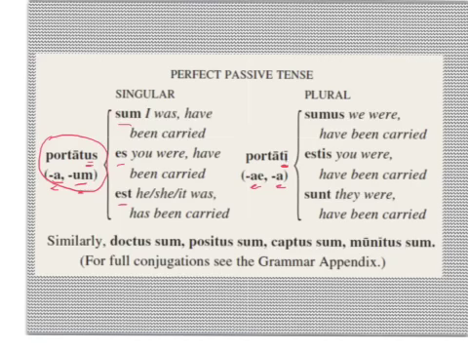I would be for masculine, ae would be for feminine, a would be for neuters, and so it's sumus, estis, sunt. And remember, the perfect is regular for all conjugations, regular and irregular.